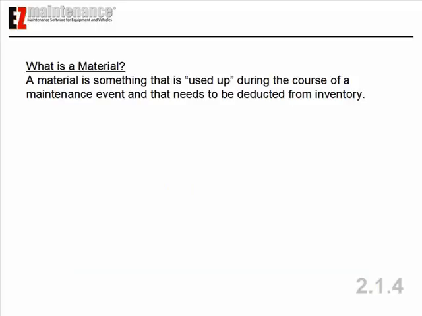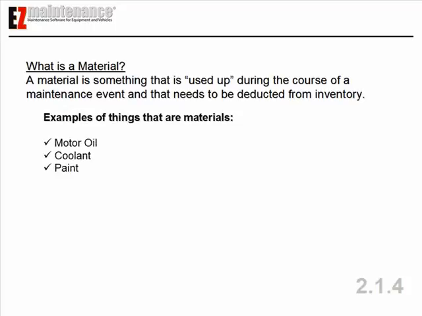Now we'll discuss how to enter the materials you use in equipment maintenance into Easy Maintenance. First, however, we should explain what the word material means in Easy Maintenance. The word material means something that is used up during the course of a maintenance event and that needs to be deducted from inventory. Good examples of materials are things like motor oil, coolant, or paint.